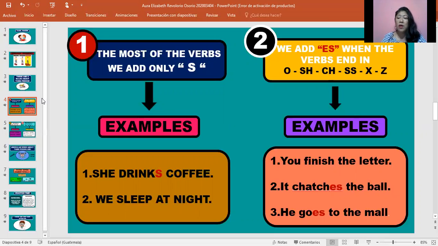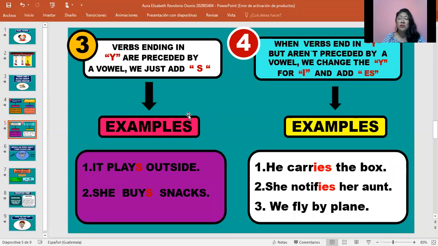Let's continue with other rules. Rule number 3. Verbs ending in y that are preceded by a vowel, we just add s. Example number 1, it plays outside. Number 2, she buys snacks. In this case, example number 1 and number 2 fulfill rule number 3.